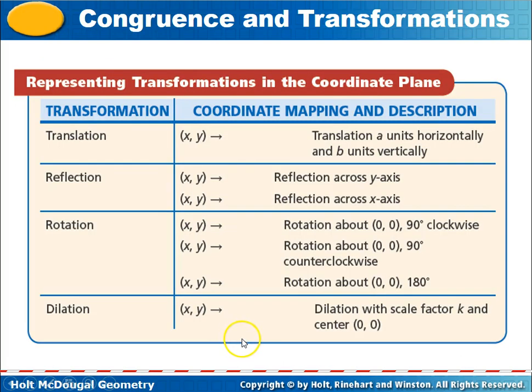So now we're going to talk about representing transformations in the coordinate plane. So we've been over all of these except for a dilation, so this should be a review for all of y'all. When we translate xy by a units horizontally and b units vertically, that is the transformation x plus a, y plus b. Next, we're going to talk about reflections.